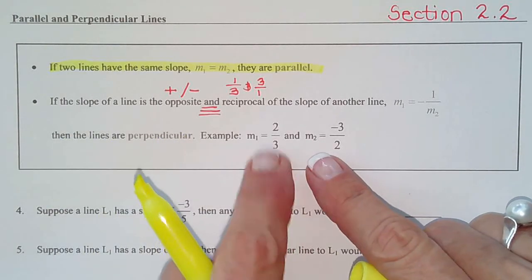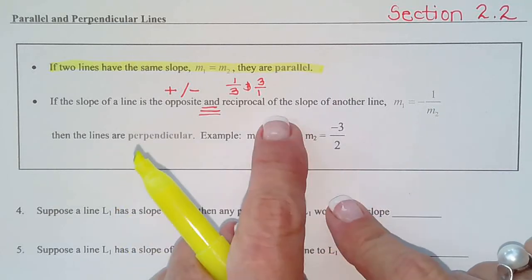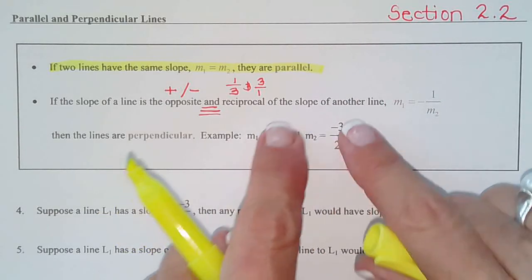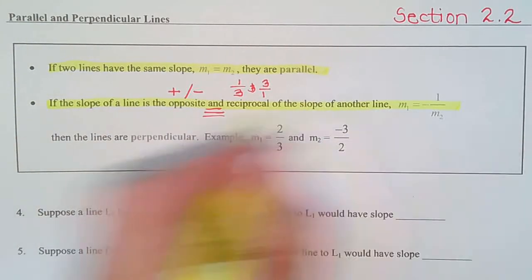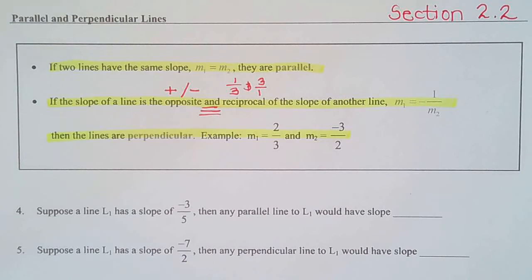So here's an example. Positive, negative, 2/3, 3/2. So different signs and reciprocals. So if the lines have different signs and reciprocals, then we call them perpendicular.